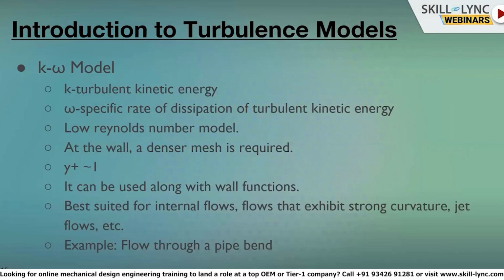And this model is actually best suited for internal flows and flows that exhibit strong curvature, etc. So the best example for this model is flow through a pipe bend. Those are the applications where we can use the K omega model. One factor we need to take care of in this model is that our mesh should be very dense near the wall, so our y plus should be close to 1. Accordingly, we need to place the first cell height. Those concepts we will discuss when we go for the y plus discussion.